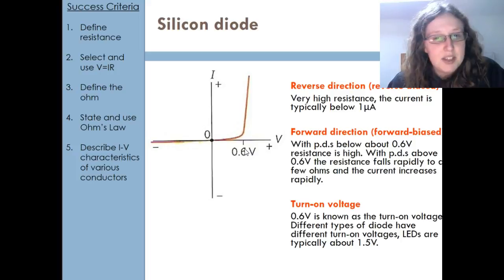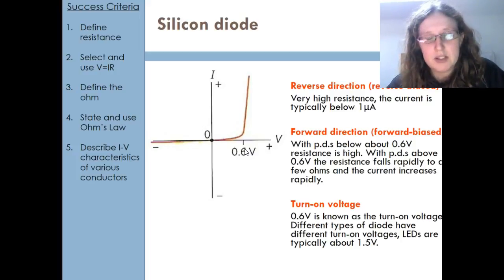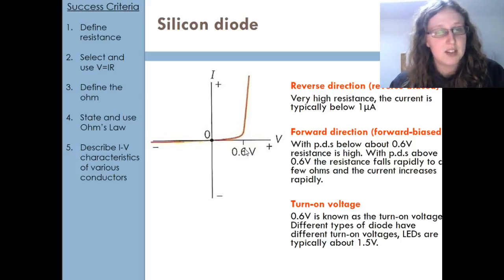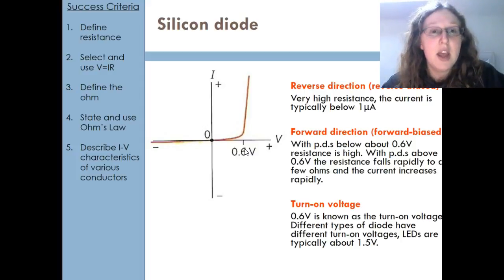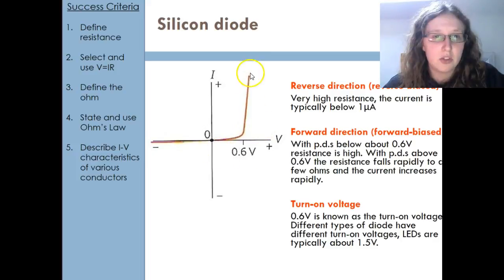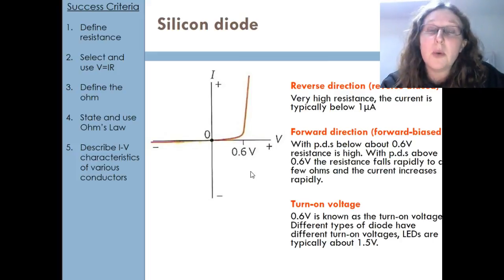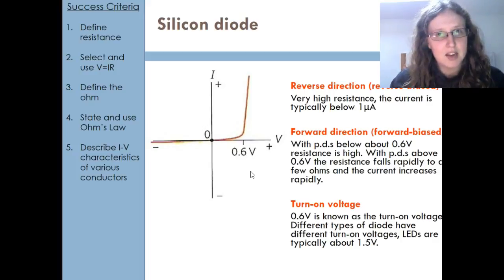They're often a little bit different for different diodes, so they can be in the range of anywhere from 0.6 to 1.5. So that's the point at which the LED starts to glow, and that's where you see the sharp change in the resistance. And it's just that we need a certain amount of voltage in there before we can get the current flowing. Okay, so that is it on resistance and Ohm's law.